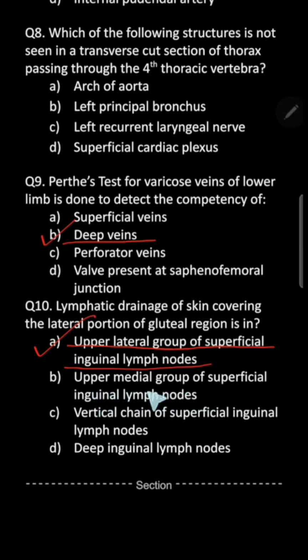However, in the upper medial group of superficial inguinal lymph nodes, it's the anterior abdominal wall, the portion below the level of umbilicus, that is being drained here, including the genitalia, the superficial perineal structures. They also drain into the medial group of superficial inguinal lymph nodes. However, the vertical chain of the superficial inguinal lymph nodes actually drains the entire lower limb, the major portion. Deep inguinal lymph nodes, which is also called the lymph node of Cloquet or Rosenmuller, this actually drains the glans penis or the clitoris. So the answer here is A, and that's all in this question paper.